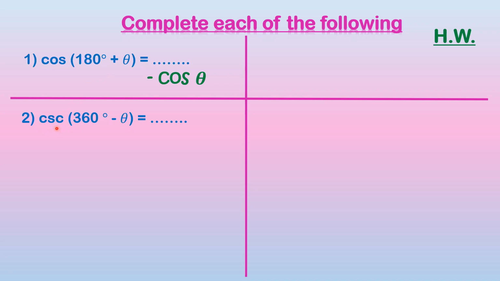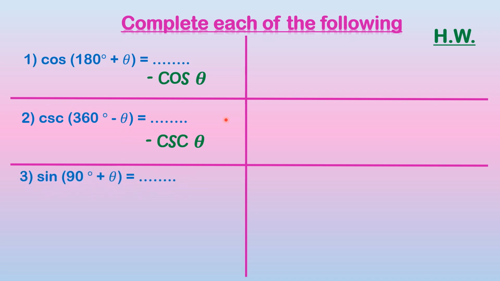Another example. Cosec 360 minus theta. 360 minus theta is in the fourth quadrant. In the fourth quadrant, is cosec positive or negative? Yes, it's negative. And is cosec converted into another trigonometric function, or does it stay as it is? It stays as it is. So the answer is negative cosec theta.